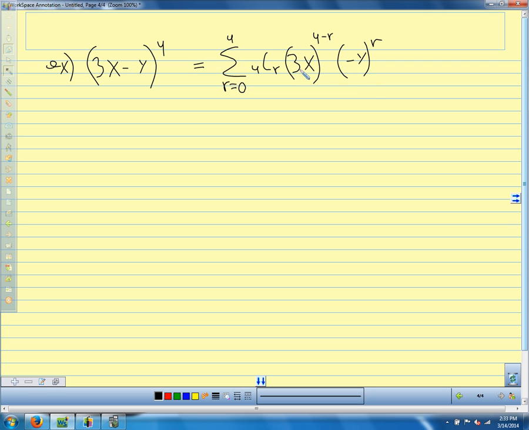So I get a 3 raised to a power for each of these, and I get a negative 1 raised to a power for each of these. So you have to keep the signs and the numbers with each part when you do your binomial expansion. I'm going to do this really quickly.